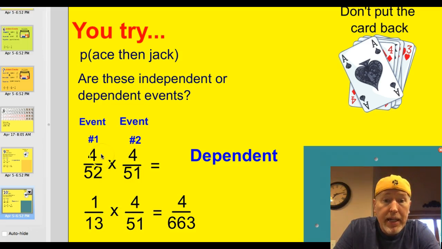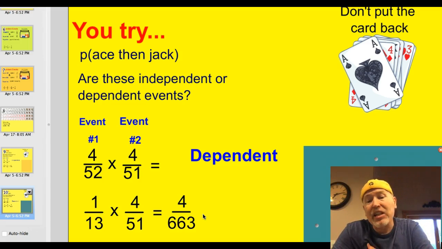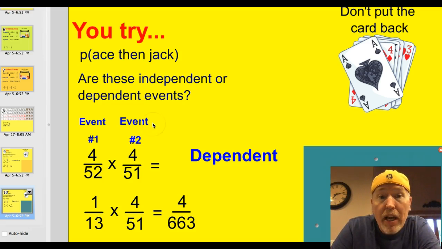All right, let's simplify these. 4/52 is simplified into 1/13. 4/51, I'll just leave that straight up. That's in simplest form. 1 times 4 is 4. 13 times 51. You have a 4 in 663 chance of pulling an ace and then a jack when you don't put the card back.